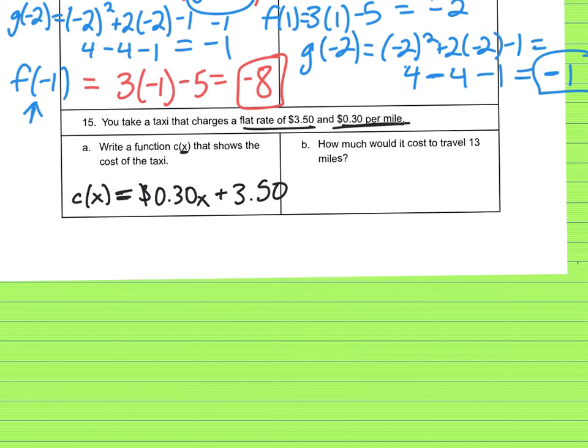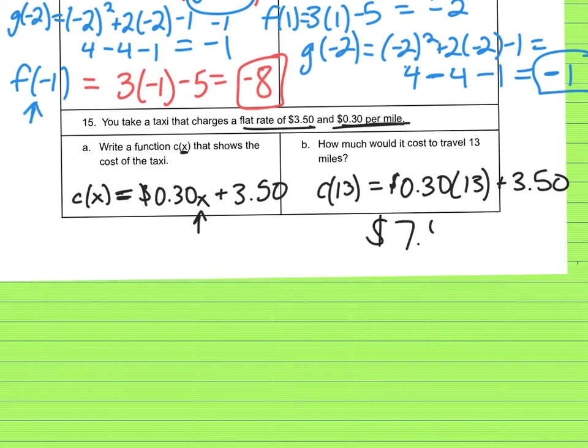Okay. How much would it cost to travel 13 miles? Well, I said x was miles, right? So all I've got to do on this one is just plug in 13 for x, so c of 13 equals 30 cents times 13 plus $3.50, and if you do that, you end up with an answer of $7.40.